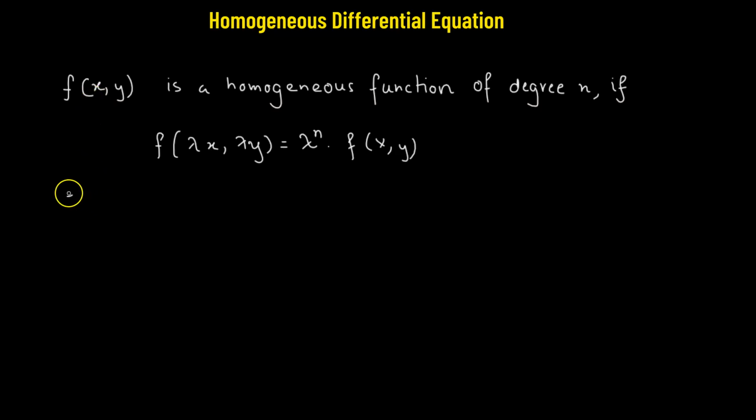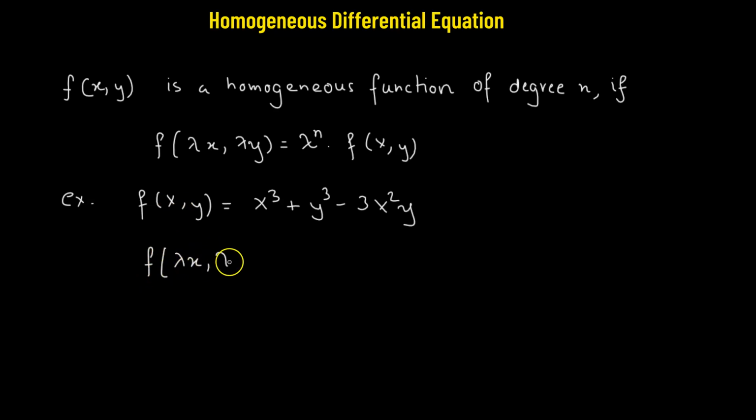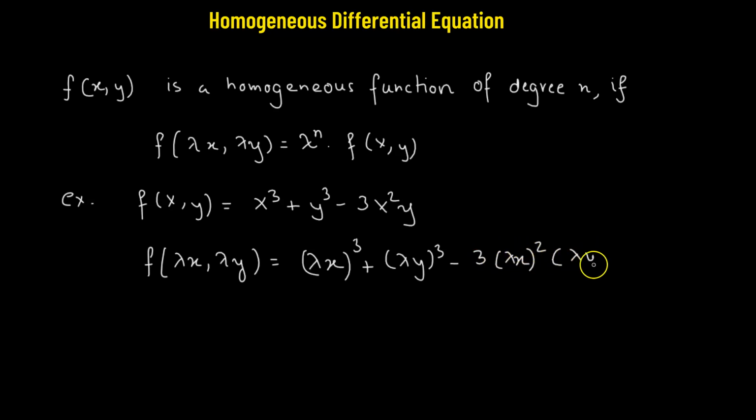Let's consider an example. Let's say our function f of x comma y is given by x cubed plus y cubed minus 3 times x squared y. So this is a homogeneous function. And how do we check that out? We are going to replace x with lambda times x and y with lambda times y. So we have lambda x whole cubed plus lambda y whole cubed minus 3 times lambda x whole squared times lambda times y. So let's expand each of the terms.